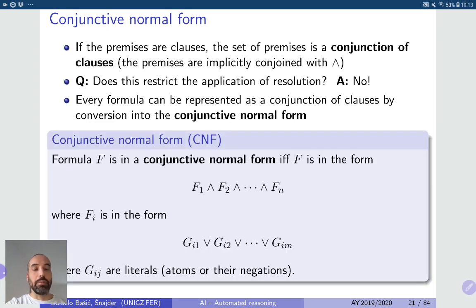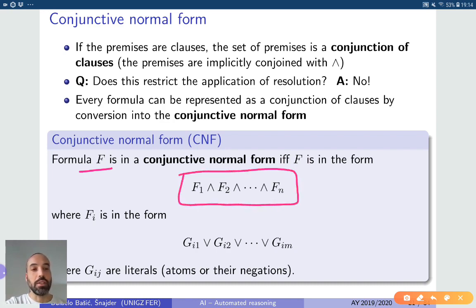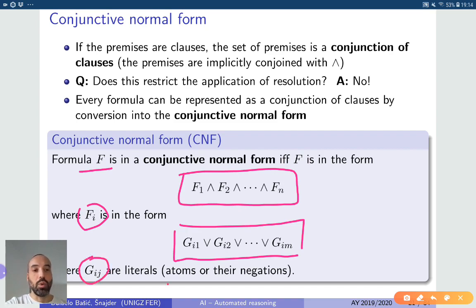Okay. So let's look at the procedure here, how we can convert the formula into conjunctive normal form. But before that, let's define what the conjunctive normal form is. So formula F is in a conjunctive normal form if and only if F is in the form of a conjunction of subformulas F1, F2, and so forth, and Fn, where each of these Fi's is actually a disjunction of literals, where literals are atoms or their negations.